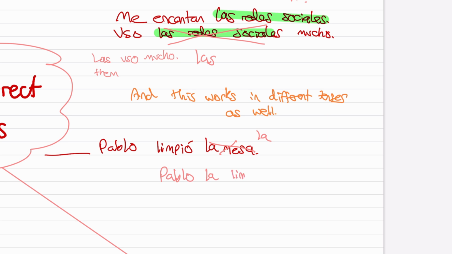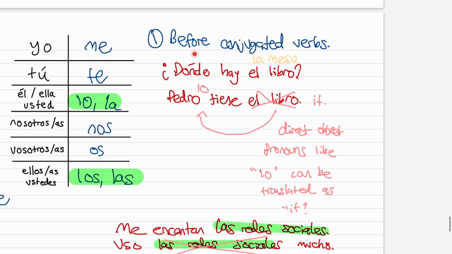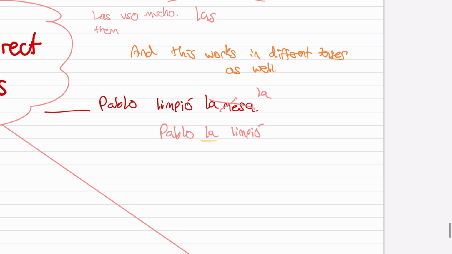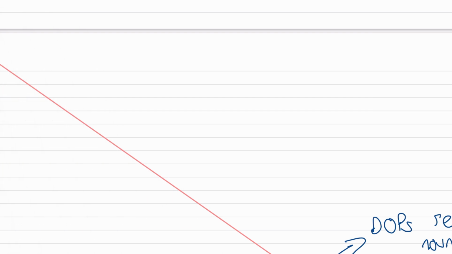So Pablo, la is just it again, limpio. So it's very important the position of this la as well. It goes before the conjugated verb in this sort of scenario here. So Pablo la limpio. We can't say la Pablo limpio or Pablo limpio la. It has to be Pablo la limpio. Okay, let's look at another placement. There's three in total. First was before conjugated verbs. Secondly, the DOP, the direct object pronoun, can be attached to the end of the infinitive.